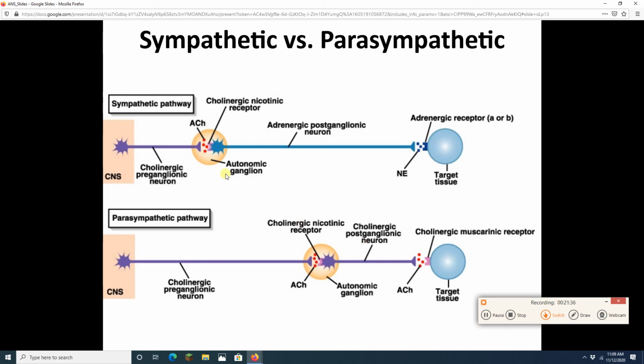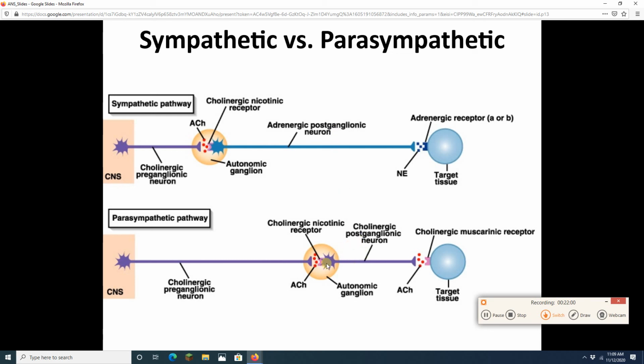First neuron always releases acetylcholine. Second neuron releases norepinephrine in the sympathetic pathway and acetylcholine in the parasympathetic. The myelination is not shown in this picture, but the first neuron is lightly myelinated. Second neuron is unmyelinated.